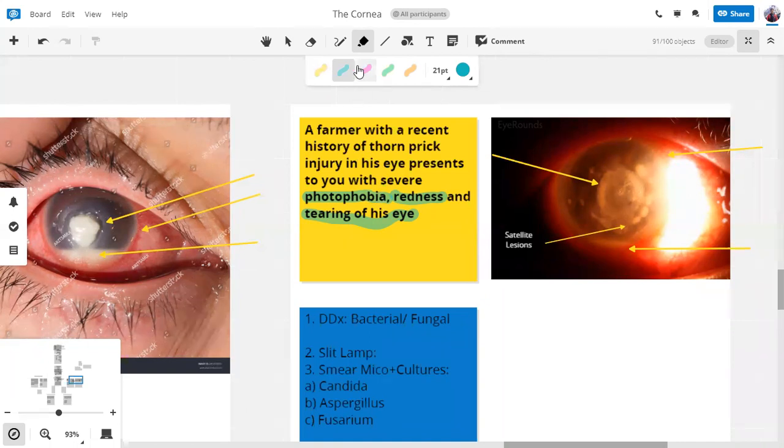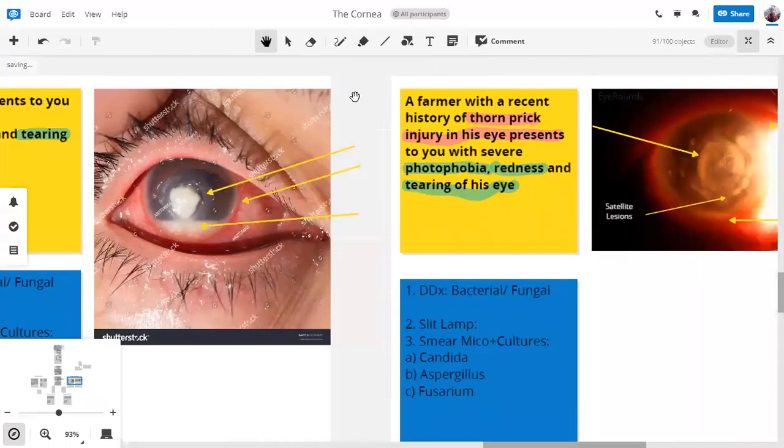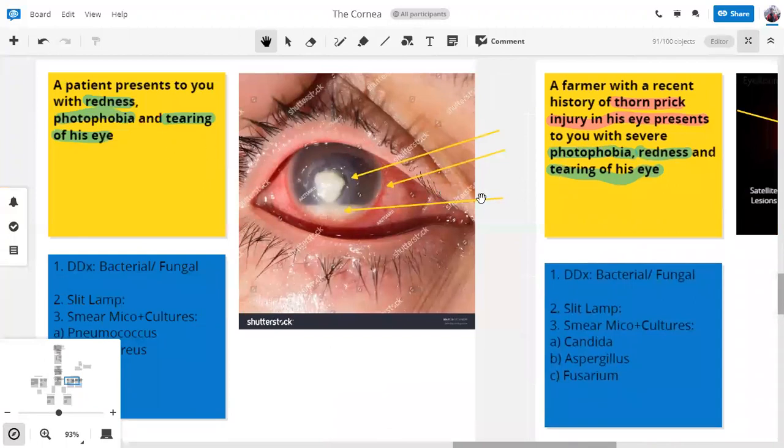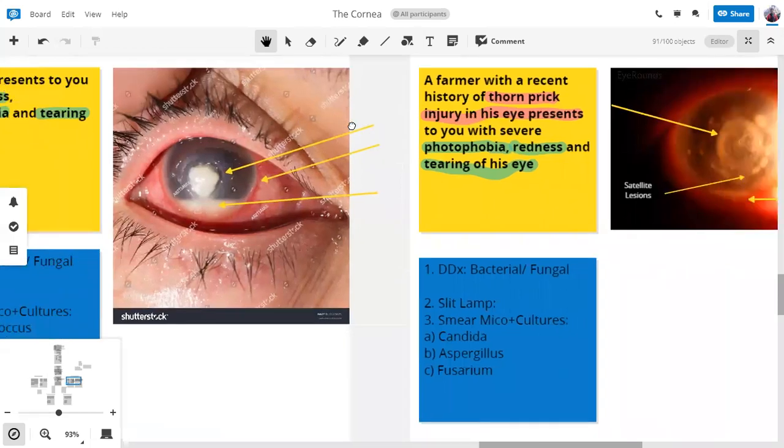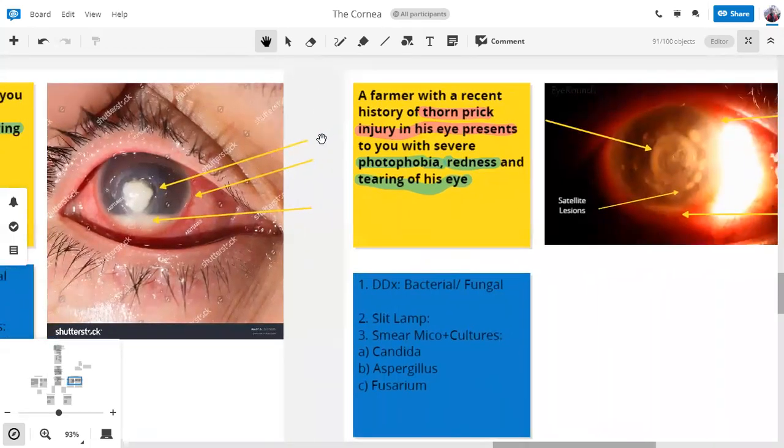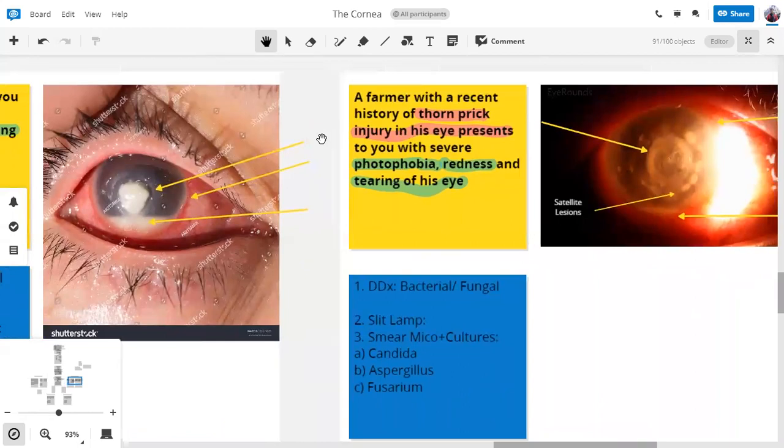So a farmer with a recent history of thorn prick, this is very important because it's a context clue, and UHS loves context clues. So thorn prick history and thorn prick injury to his eye. This is what is different in this history compared to our first case. So we have one important difference in history, and the second important difference is on our examinations. What was different on our examinations?